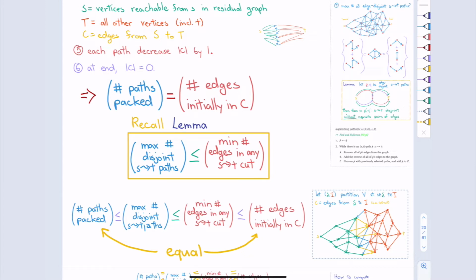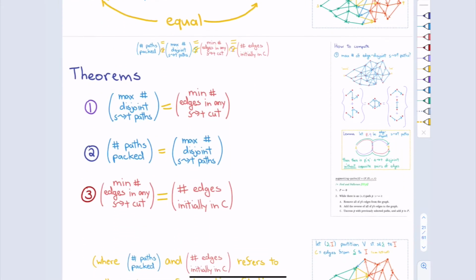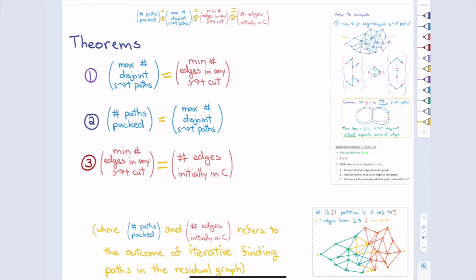And when we combine that with our relatively easy lemma, that the number of edges in the cut is always at least the number of disjoint paths, we end up getting equality everywhere. So not only did we get a nice algorithm, but we also got all of these nice theorems, including this fact that always the maximum number of edge disjoint S to T paths is equal to the number of edges in a minimum S to T cut.